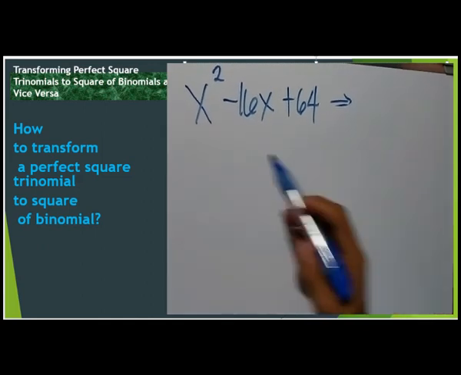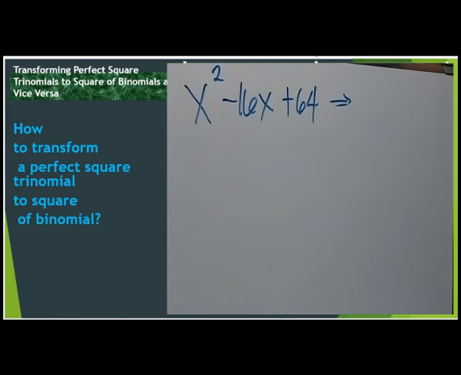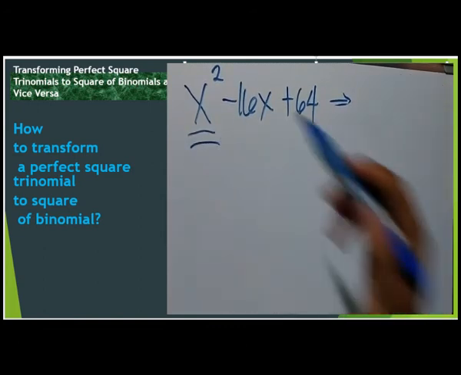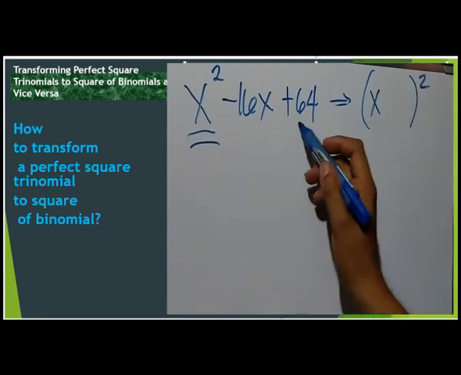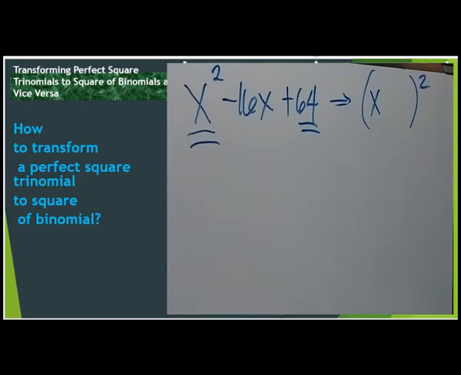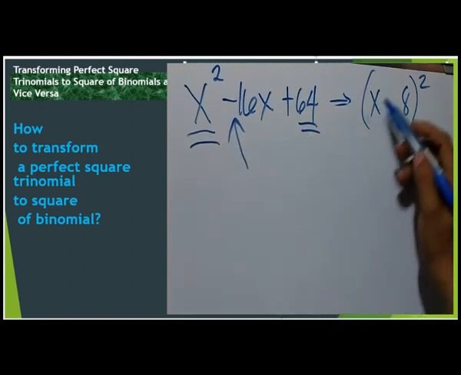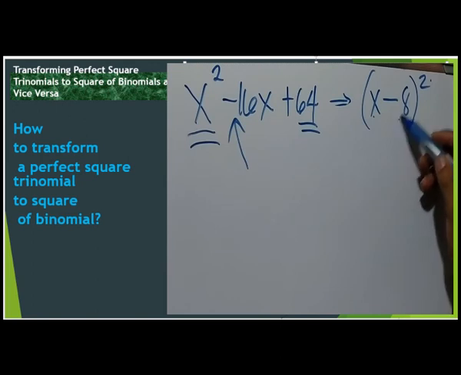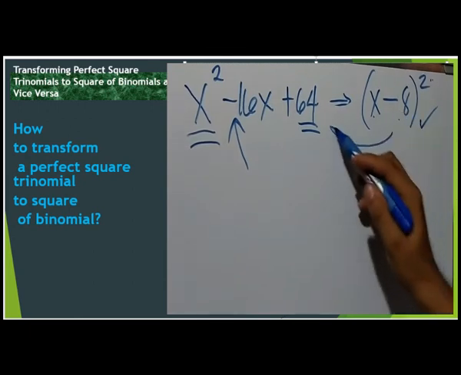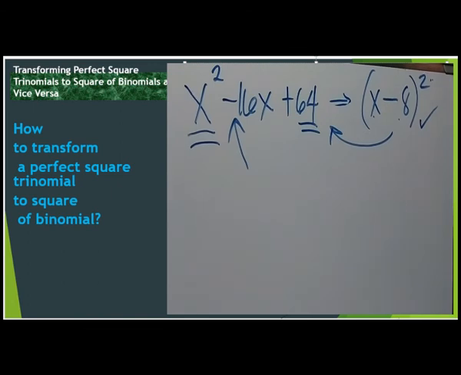Let us now transform this perfect square trinomial to its square of binomial. First is the square root of the quadratic term. So you have x. Second is the square root of the constant. Square root of 64 is 8. Then use the minus sign. Let us check. x squared, negative 8x times 2, negative 16x. And then negative 8 squared is positive 64. So our square of binomial is the square of x minus 8, the equivalent of x squared minus 16x plus 64.